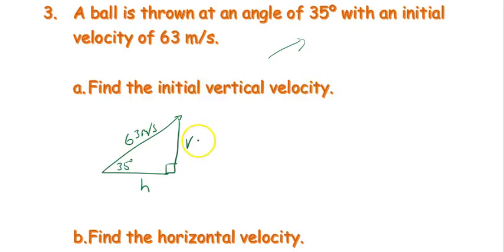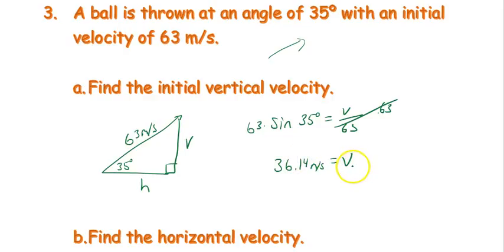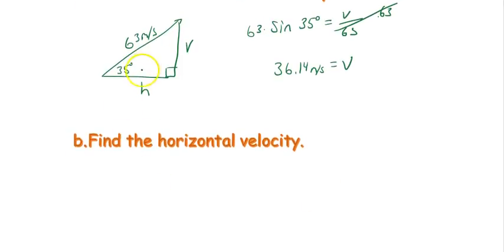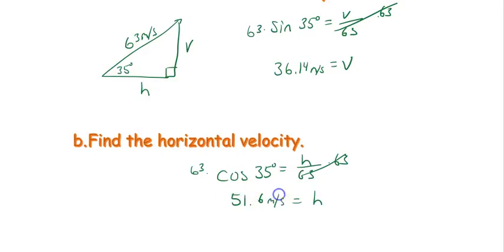So the initial vertical velocity is this side, so I'm going to be doing sine. So sine of 35 is V over 63. I'm going to multiply by 63 and type that in my calculator. I'm going to get 36.14 meters per second. That is your vertical velocity. Okay, so that was the V sub V that I had in the formulas up there. The horizontal velocity, using the same picture, will be cosine because it's the adjacent side. So cosine of 35 is h over 63. Then I'm going to multiply by 63, cancel those out, type this in my calculator, and h will be 51.6 meters per second. And that's my horizontal velocity. That's the one I used on that horizontal distance, like the length of the field that we threw.